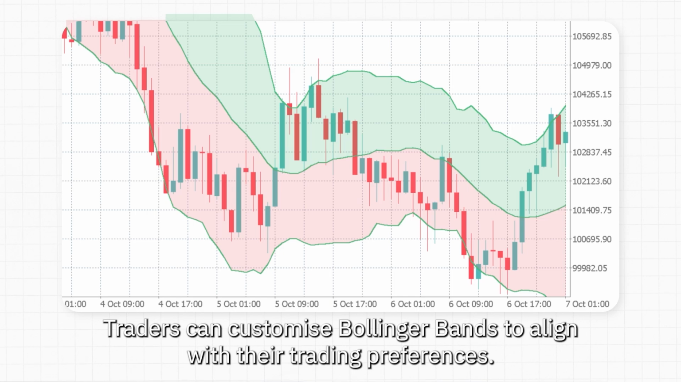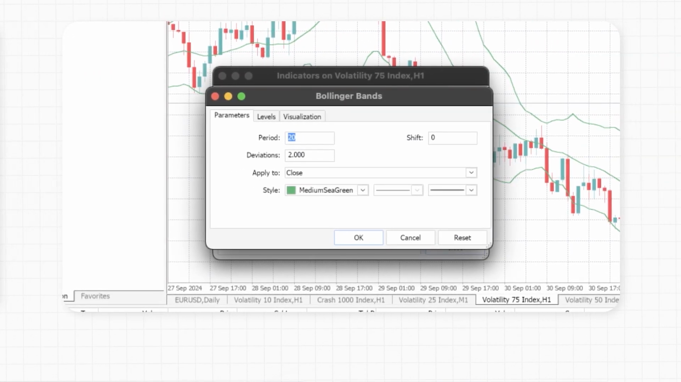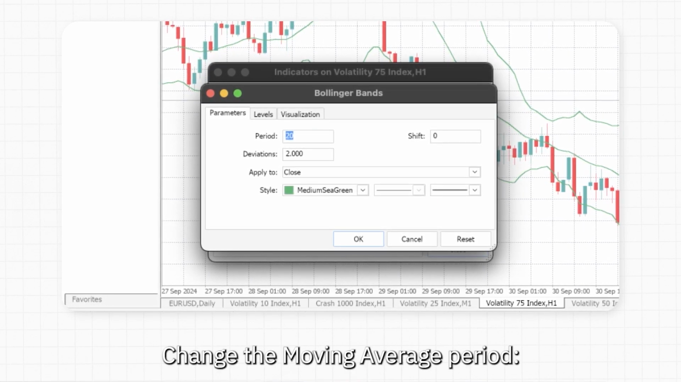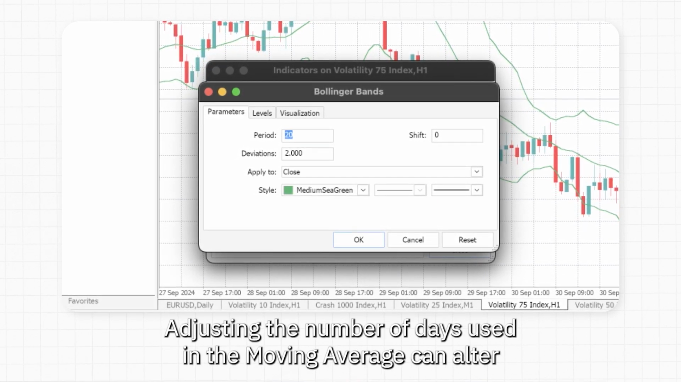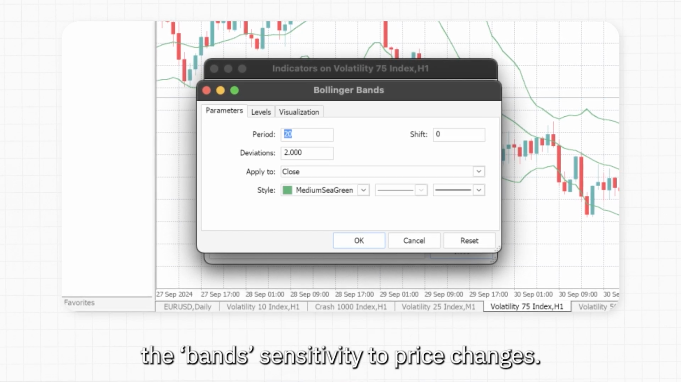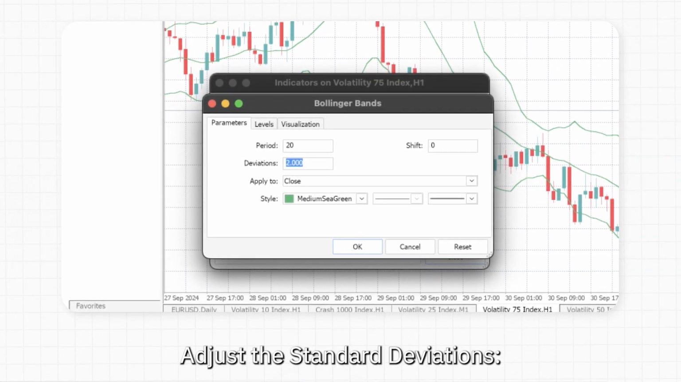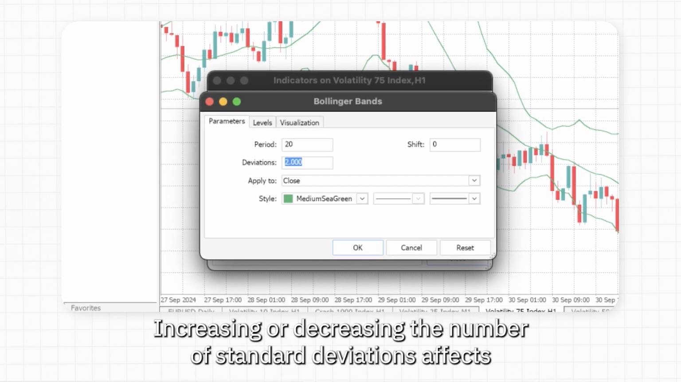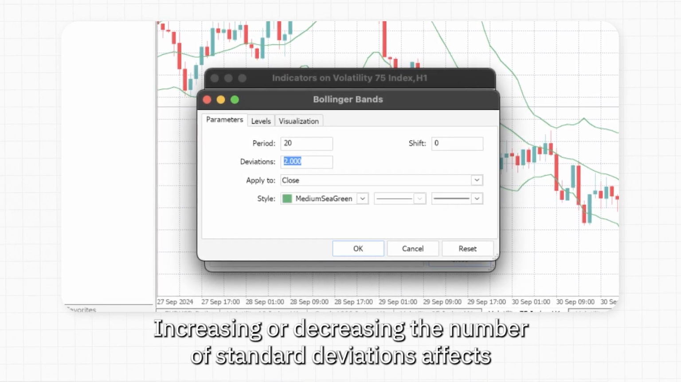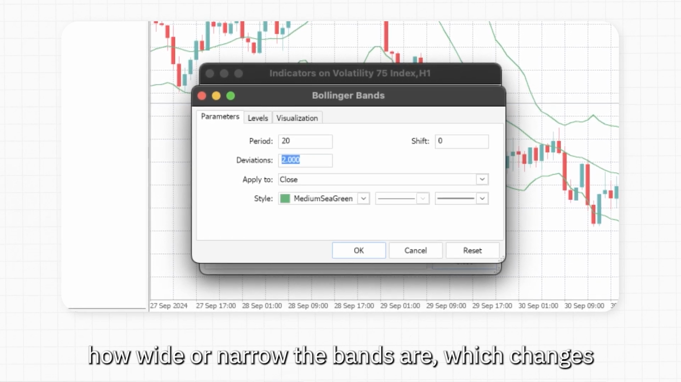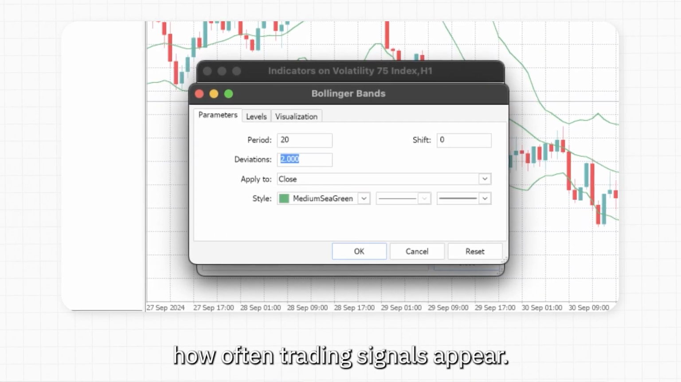Traders can customize Bollinger Bands to align with their trading preference. For example, change the moving average period. Adjusting the number of days used in the moving average can alter the band's sensitivity to price changes. Adjust the standard deviations. Increasing or decreasing the number of standard deviations affects how wide or narrow the bands are, which changes how often trading signals appear.